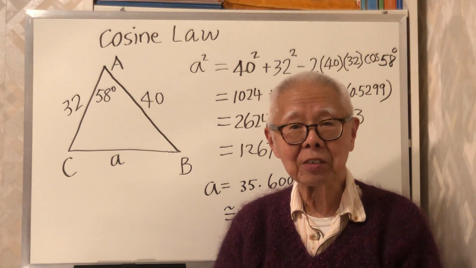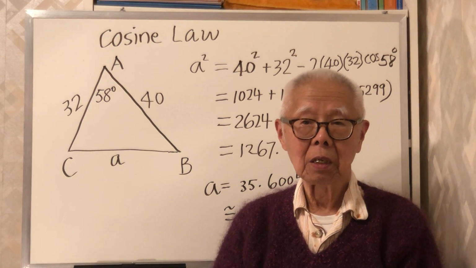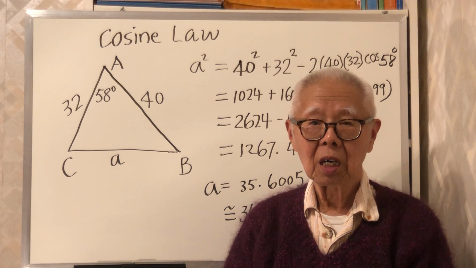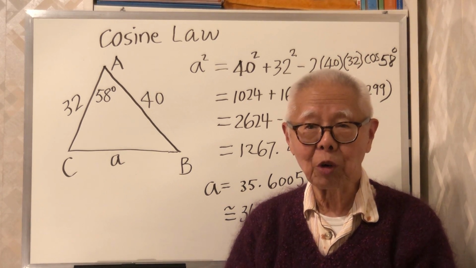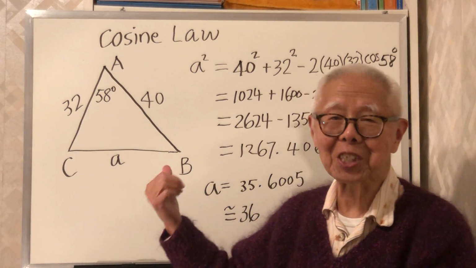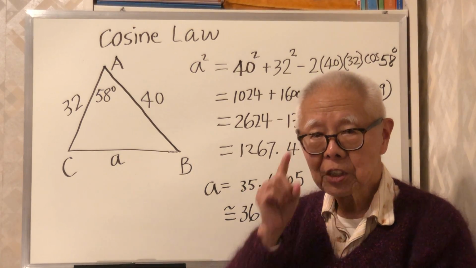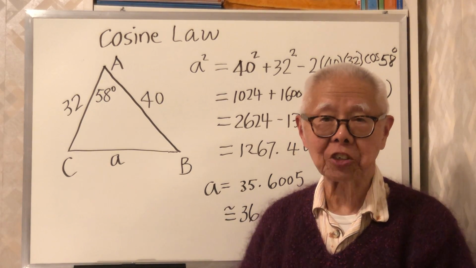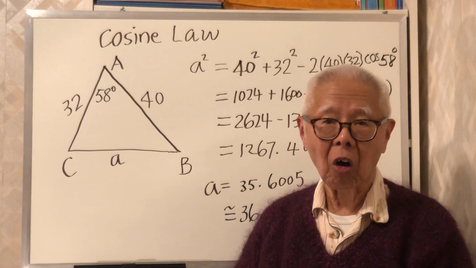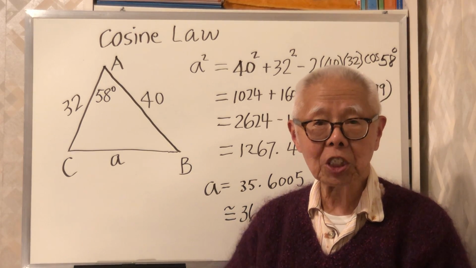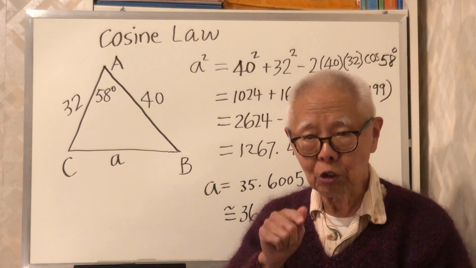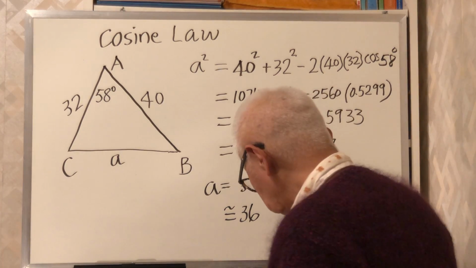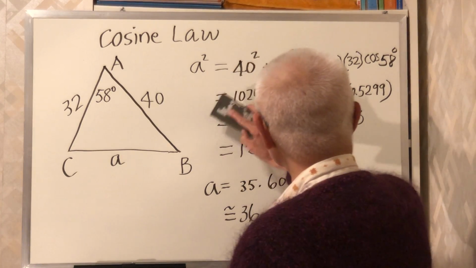I want to tell you that don't do it this way, because this level is grade 11. In grade 11, you do not do this way. You use your calculator in one step, just like I told you in the last lesson, sine law. You use the calculator to its best advantage. Do it in one step, and you get the answer right away. So, do not do this.